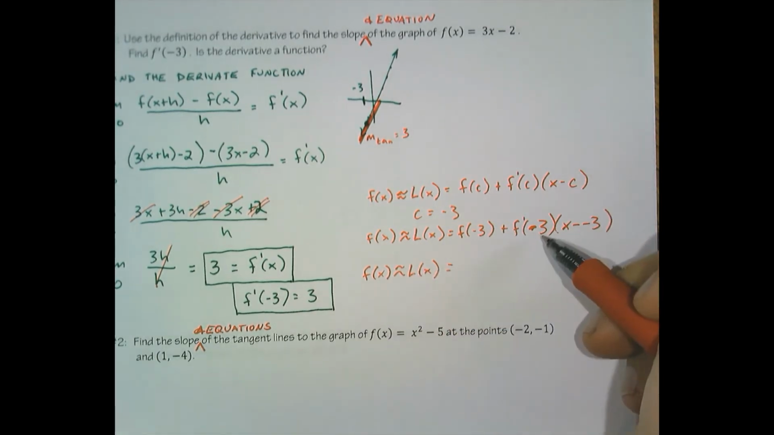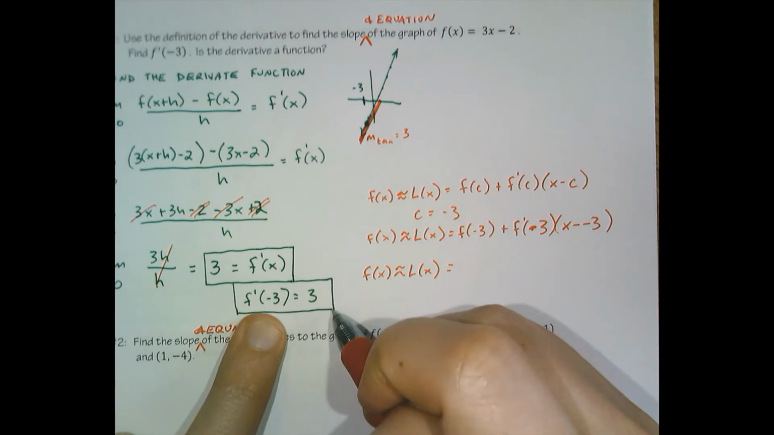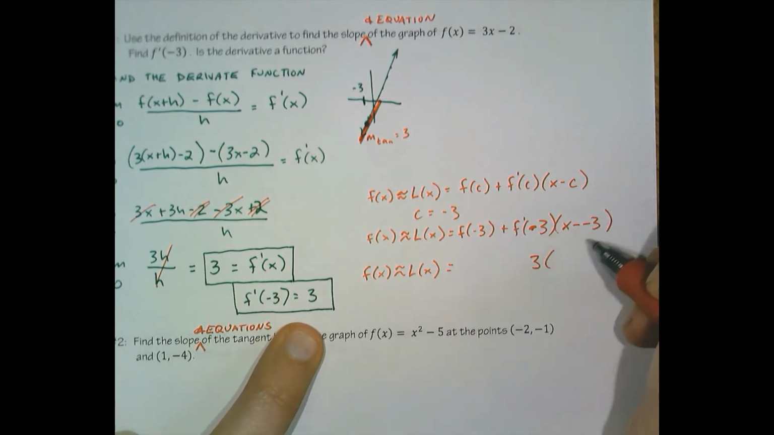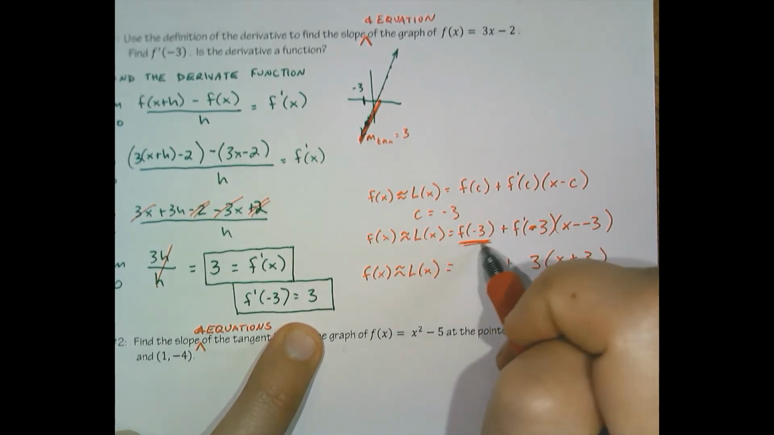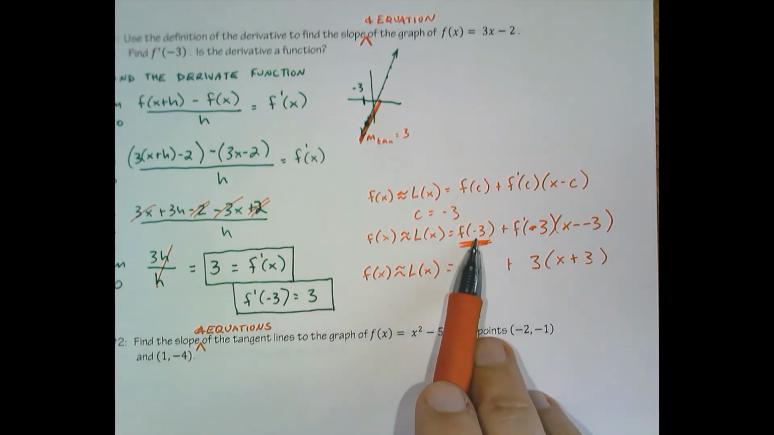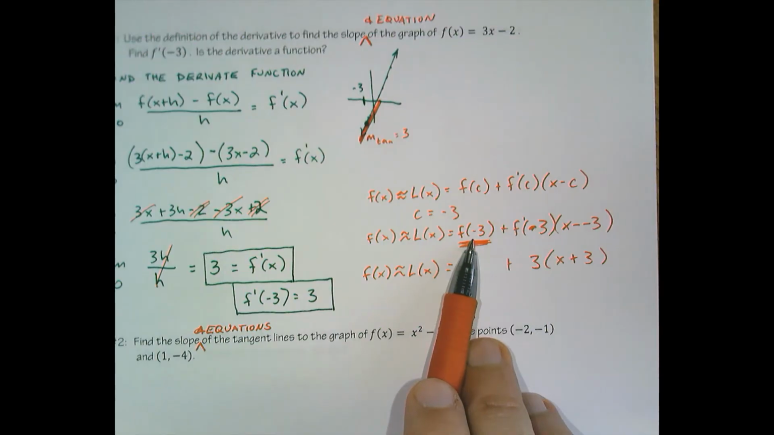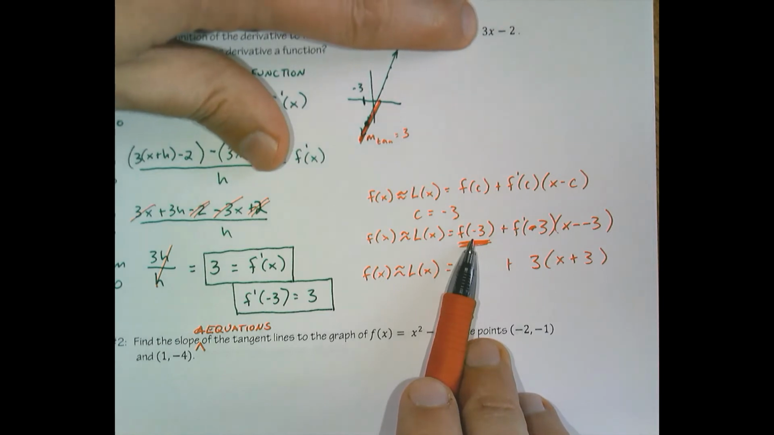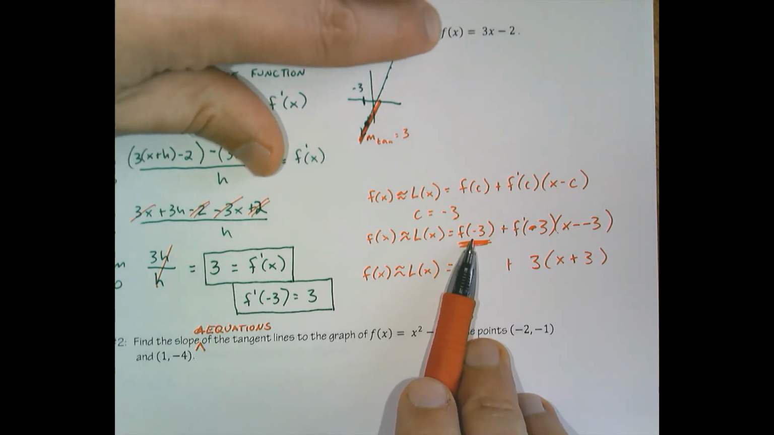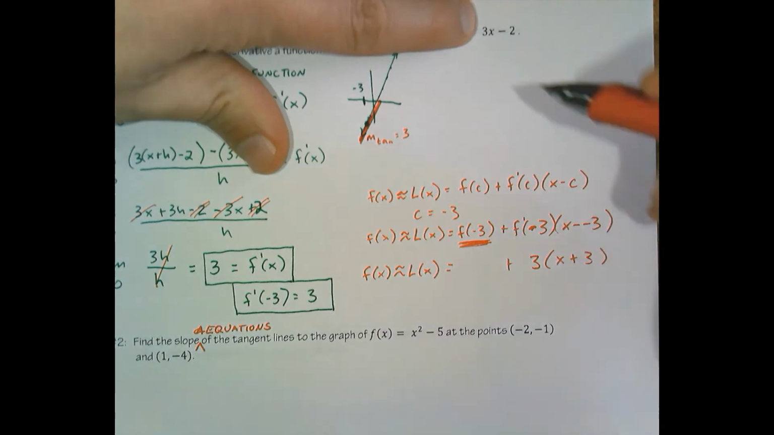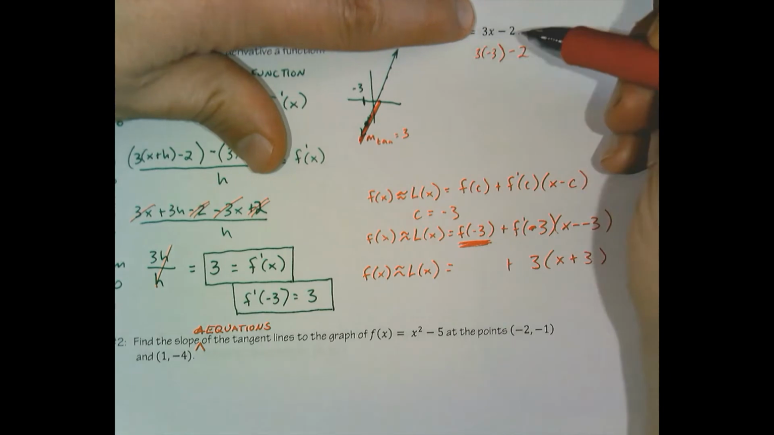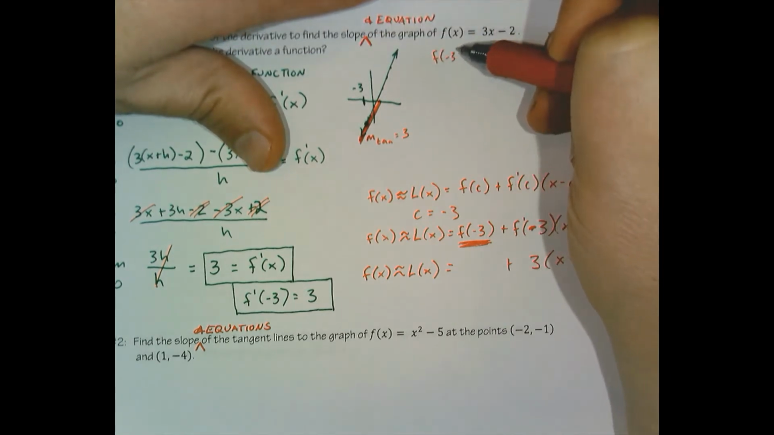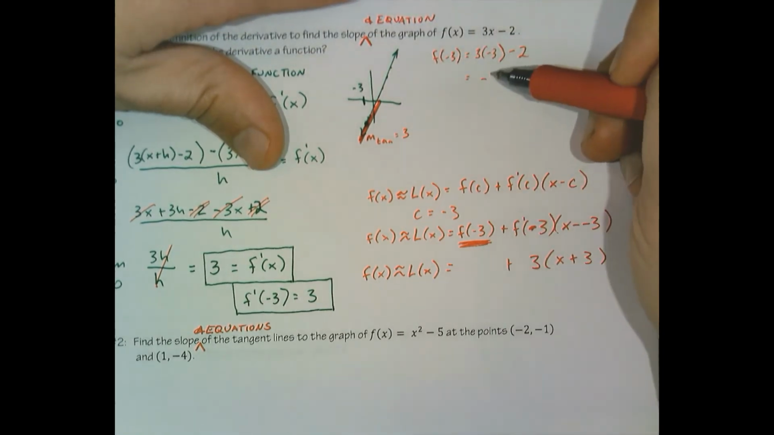Well, f prime of -3 we know is 3. Two negatives become a positive. And then this number right here, we need to figure out what that is. This is the y coordinate when x is -3. And we can look at our function. When x is -3, y will be 3 times -3 minus 2, which is -11.